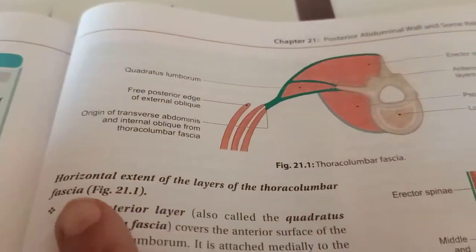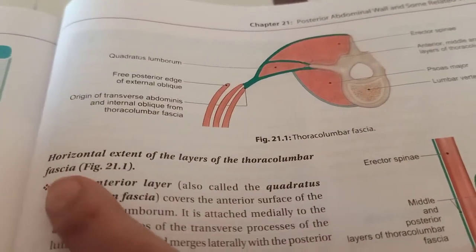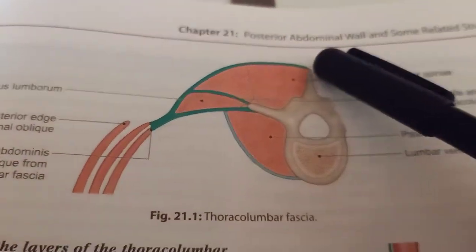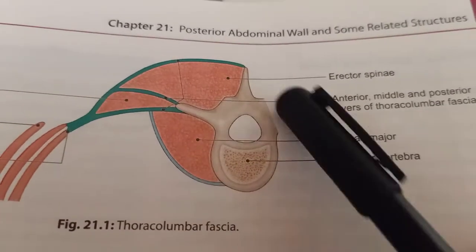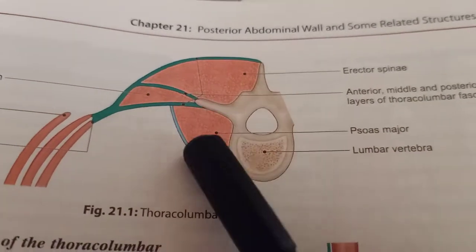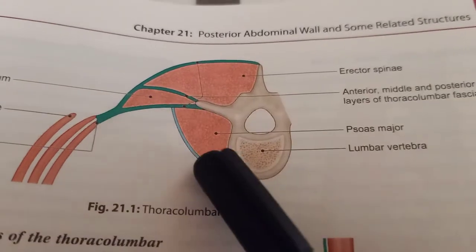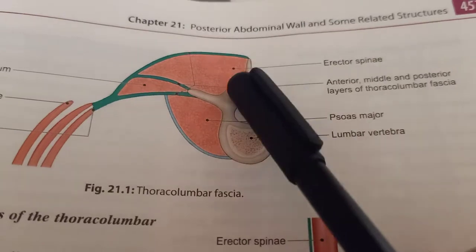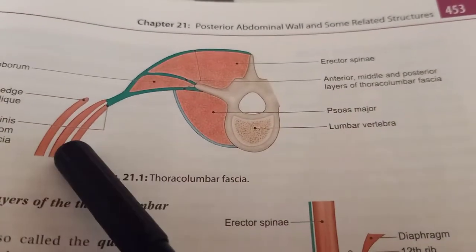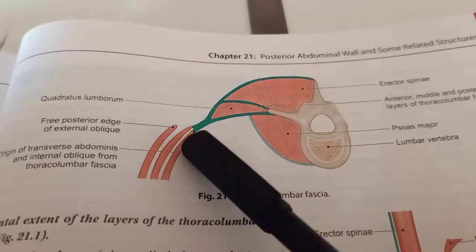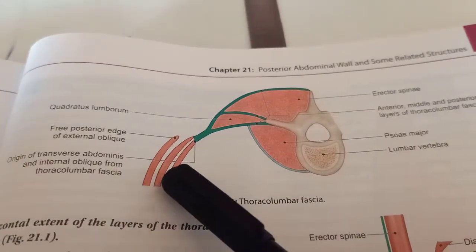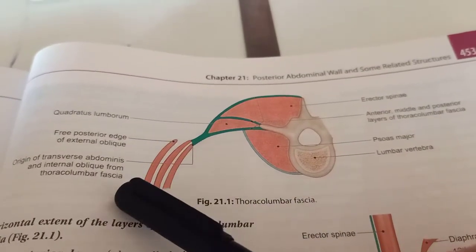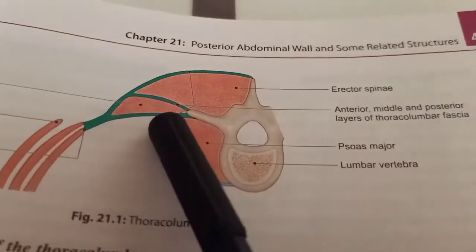This is the horizontal extent of the layers of the thoracolumbar fascia. This is the lumbar vertebrae. This is psoas major muscle. This is the transverse process. This is the spinous process. This is transversus abdominis and internal oblique muscle of the anterior abdominal wall. This is the free posterior edge of the external oblique.